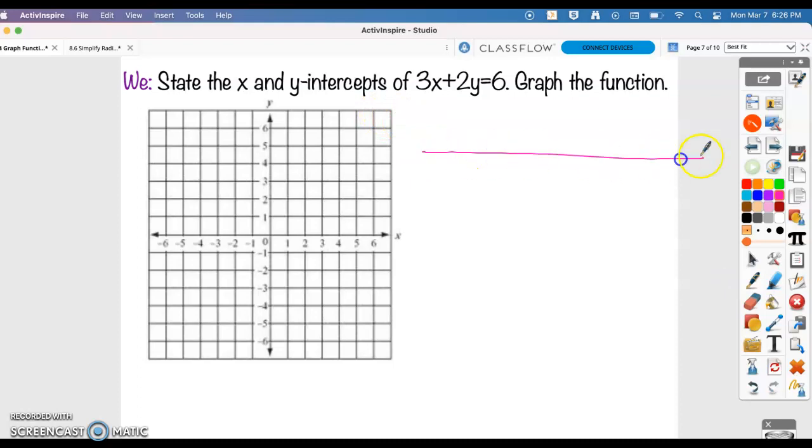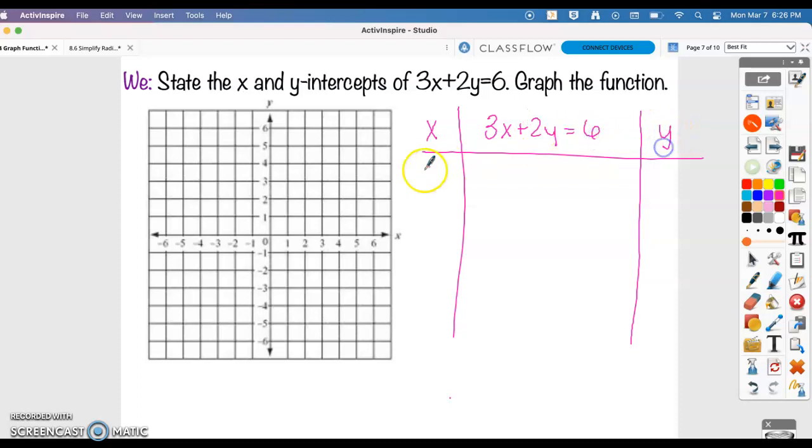So again, draw my table. Okay, we're going to write the x, my equation, and y. I'm going to start with my y-intercept, so plugging in a 0 for x. So 3 times 0 plus 2y equals 6. 3 times 0, of course, is 0. So we have 2y equals 6, being multiplied by 2, divide by 2, and y is equal to 3.